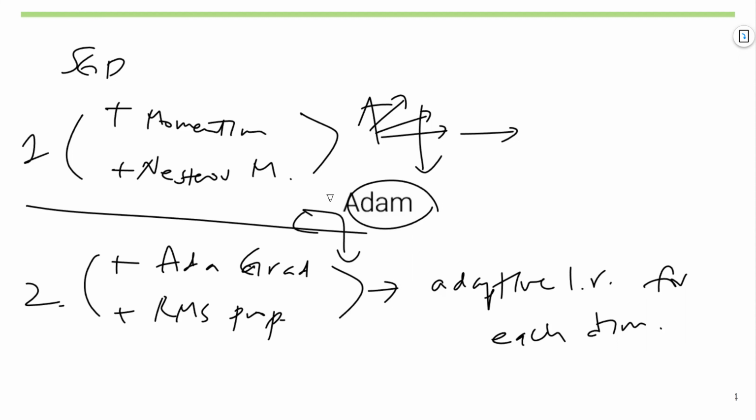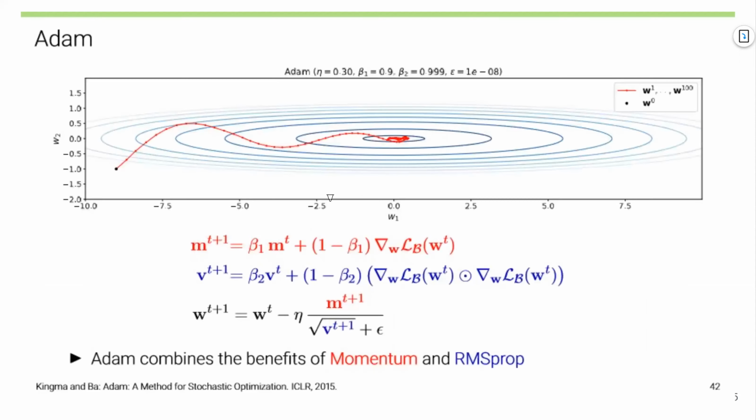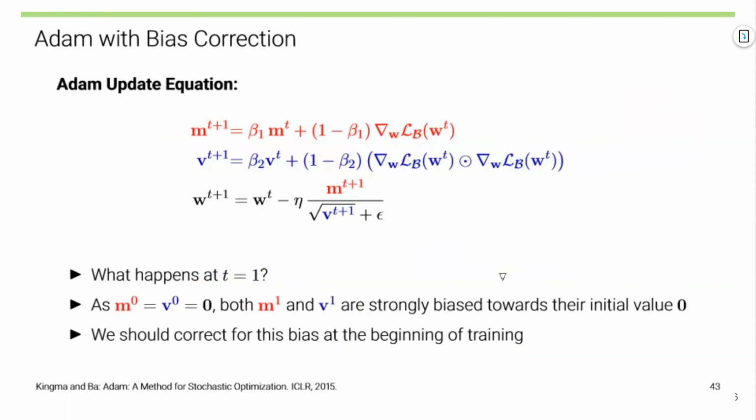Why don't we do these two things together? Combine these two ideas together. So it keeps track of the momentum and the gradients and combines these two as this. So Adam combines the benefits of momentum and RMSprop. That's very simple. So you can see we have 2 beta values, beta 1 and beta 2.